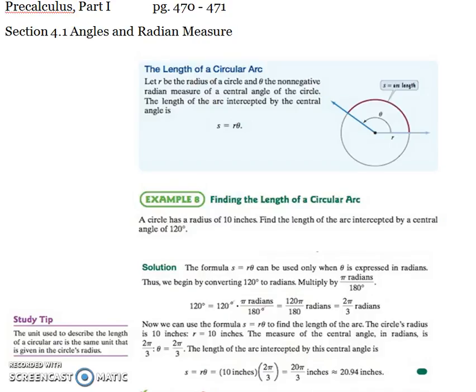This is Pre-Calculus, Part 1, Section 4.1, Angles and Radian Measure, Example 8, Finding the Length of a Circular Arc, on pages 470 to 471.